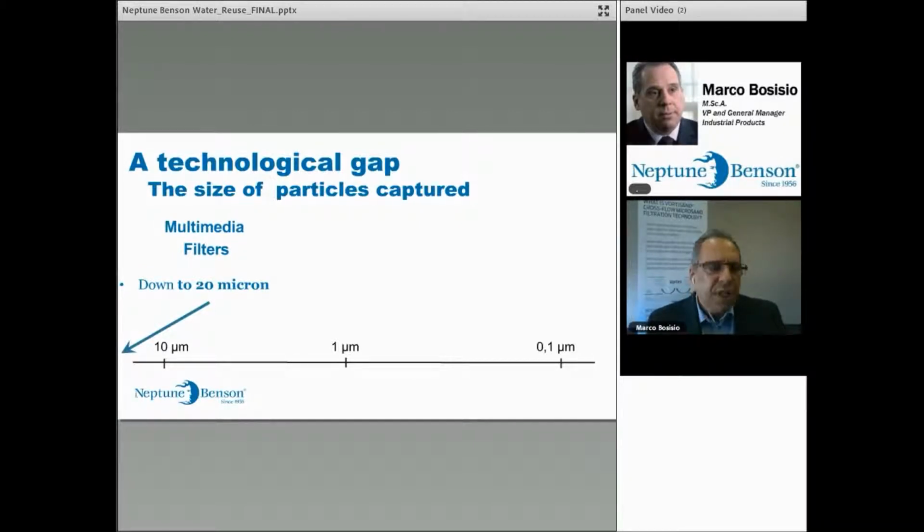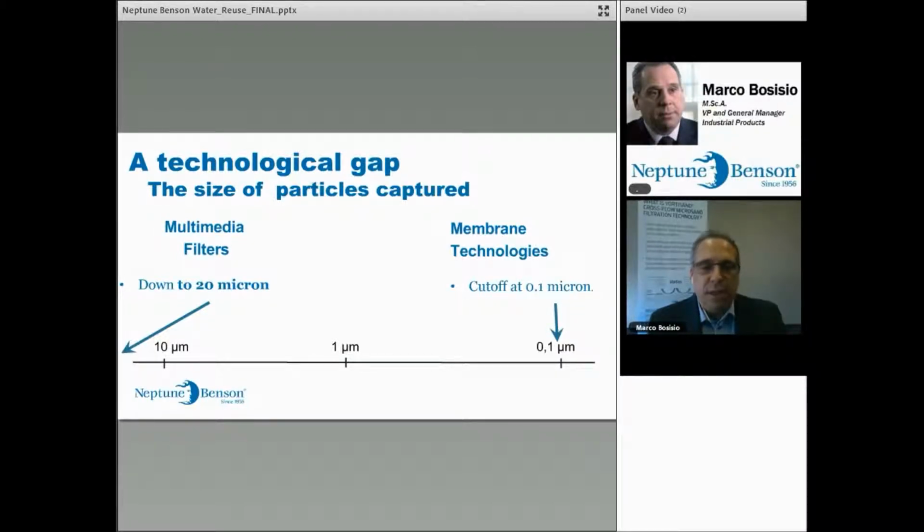So when we talk about multimedia filters, which is a well-known type of filter used on the market, there are different types of filters, disc filters. Most of them go down to approximately 20 micron. But certainly the next step, if one wants to go further in removing these particles, either chemicals are used, like a coagulant, a polymer, or even a full piece of equipment like a clarifier.